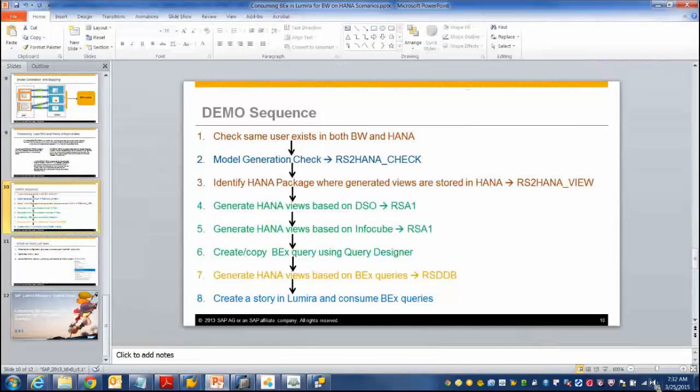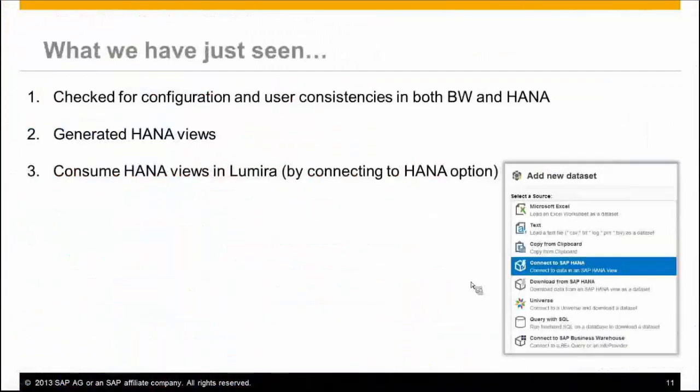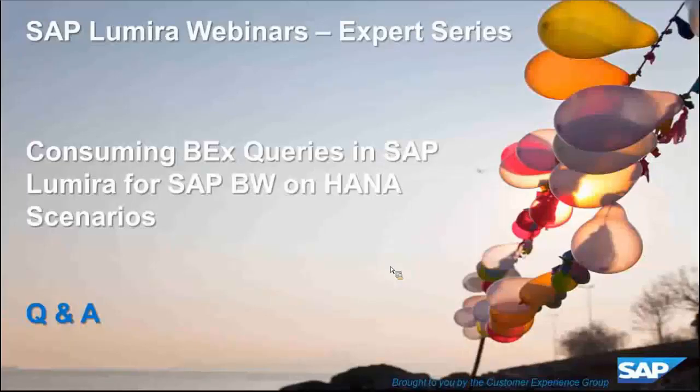So what we have just seen is we have checked the configuration, we have checked the consistencies between BW and HANA. We have generated views based on DSOs, cubes, and BEx query. And we have seen how we could consume our HANA generated views within Lumira. And you can pretty much use the same connection to SAP HANA or download from SAP HANA as the options to connect to these generated HANA views. So that is pretty much what I had on my demo. If you guys have any questions, I'll be happy to answer them.